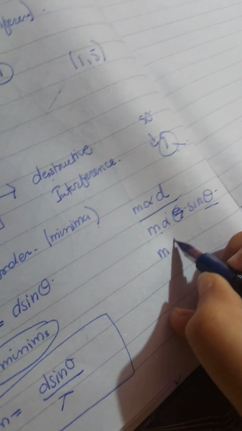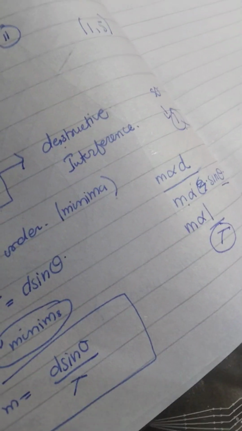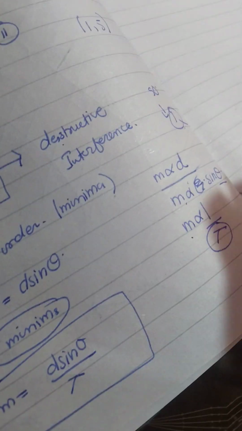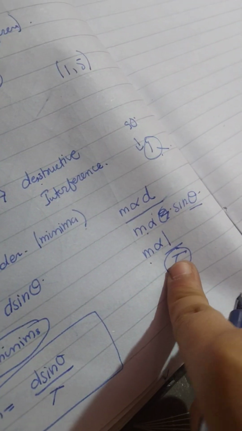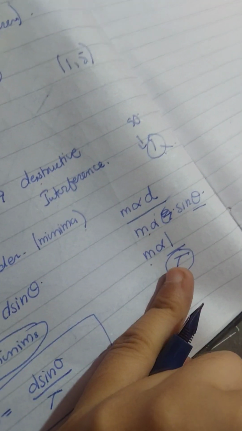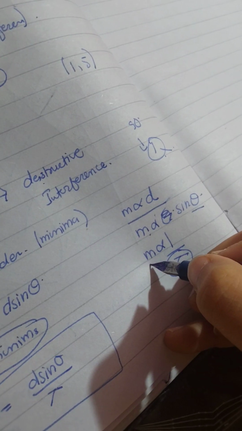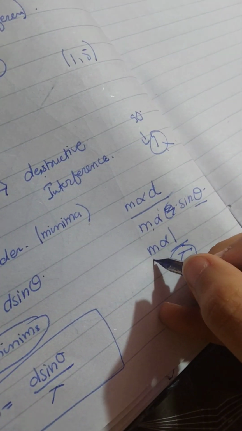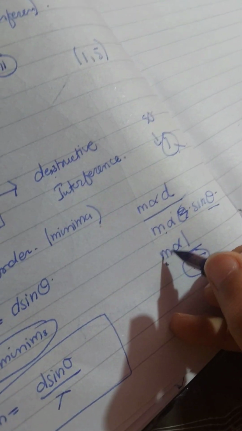Now this m is basically inversely proportional to lambda. If this lambda is high, then the destructive interference will be low, and if this lambda is low, then the destructive interference will be high. If this lambda is high, then there will be no destructive interference, there will be constructive interference, right?